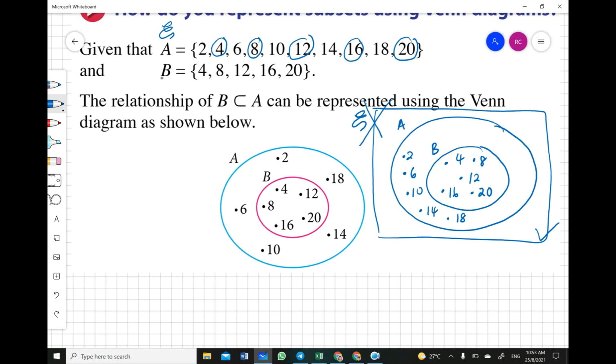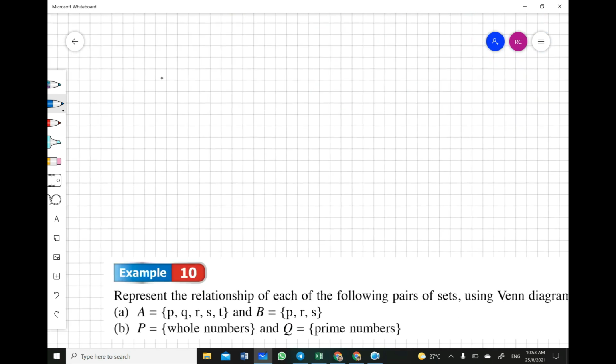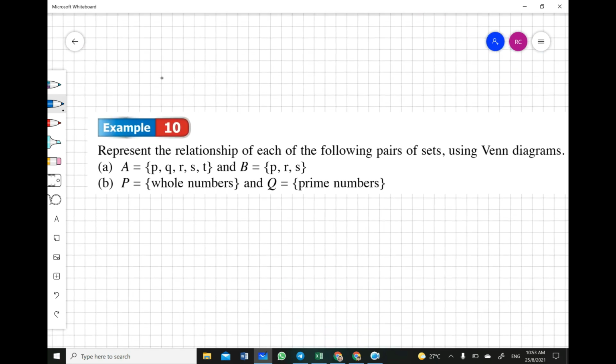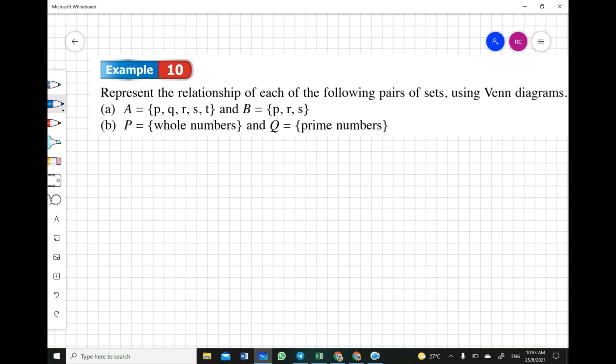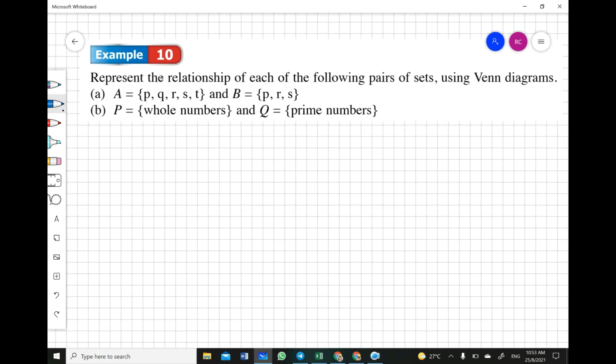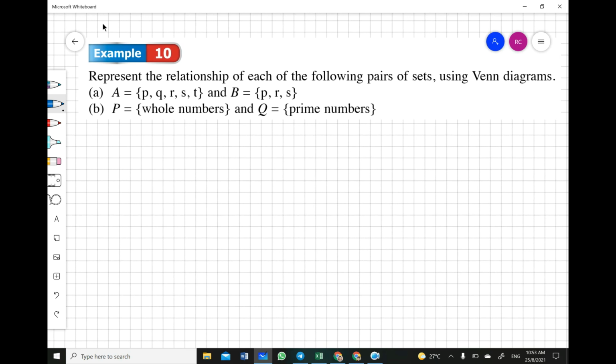Okay, now we carry on with the example. Example 10. This is the second last one in your book. Represent the relationship of each of the following pairs of sets using Venn diagrams. So we have set A, set B. Set B is PRS.